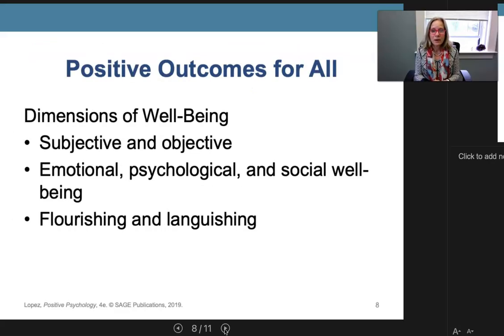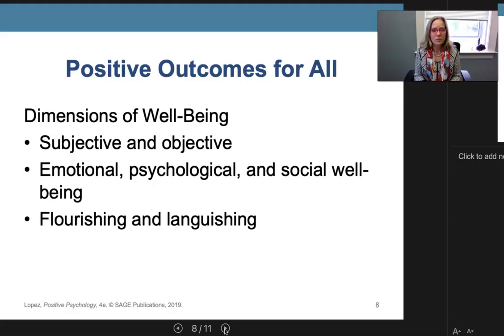The idea is about positive outcomes for everyone and these dimensions of well-being. So as we start to unpack happiness, what does that mean? It's subjective, meaning it varies by each person. I might look at something and say happiness is this, and you might say it's something else. But there's also objective. So there are some similarities in what people say. And we want to be able to measure both of those.